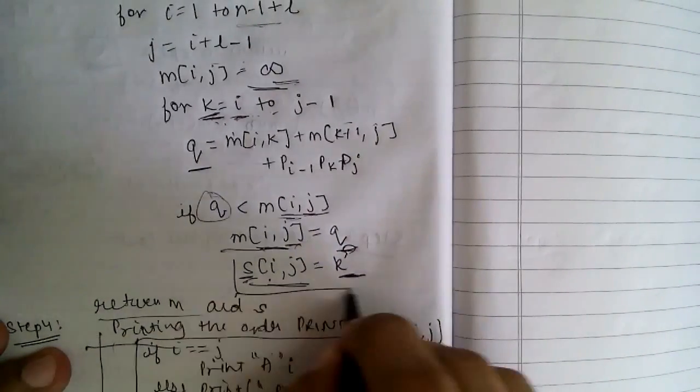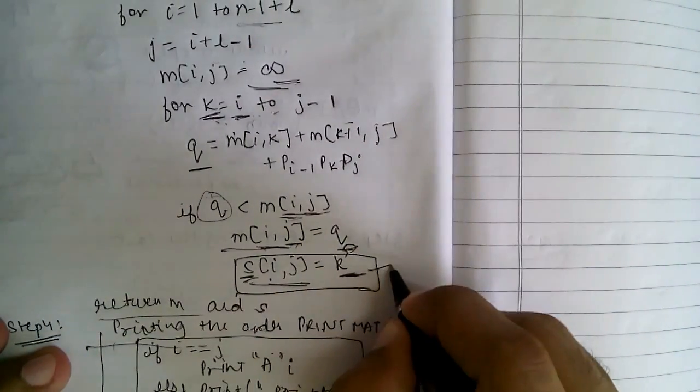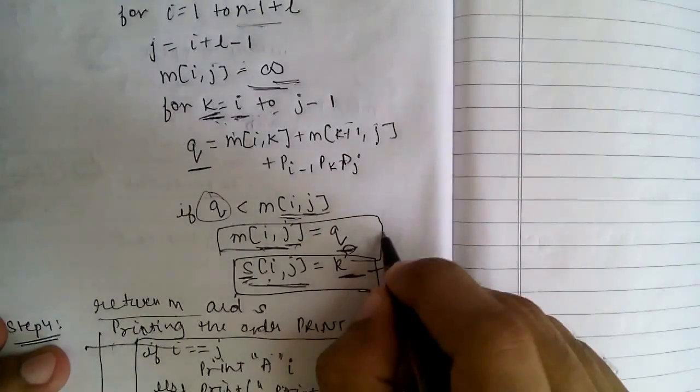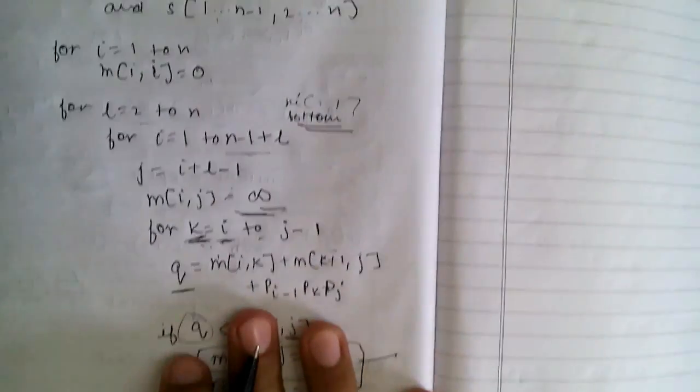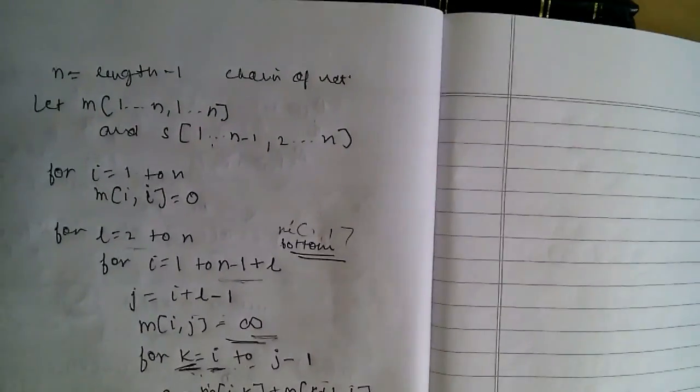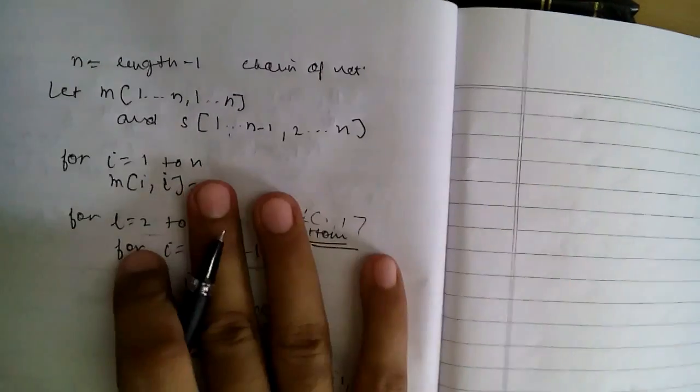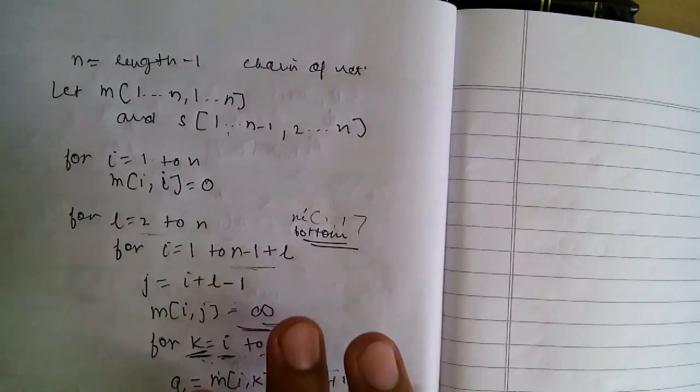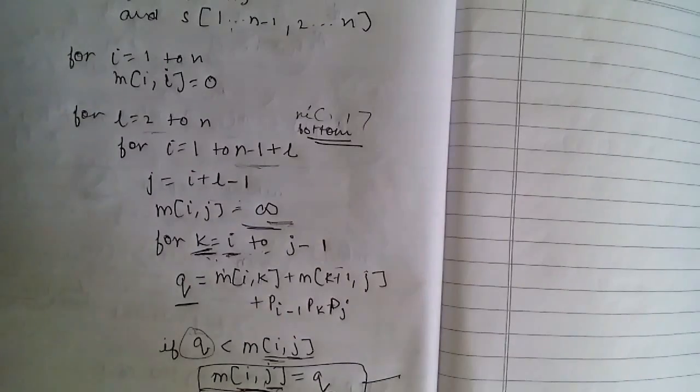So this gives us the actual order, and this gives us the cost for i to j. In this way we have determined the optimal way to multiply a chain of matrices by minimizing the total cost. Okay, see you next time.